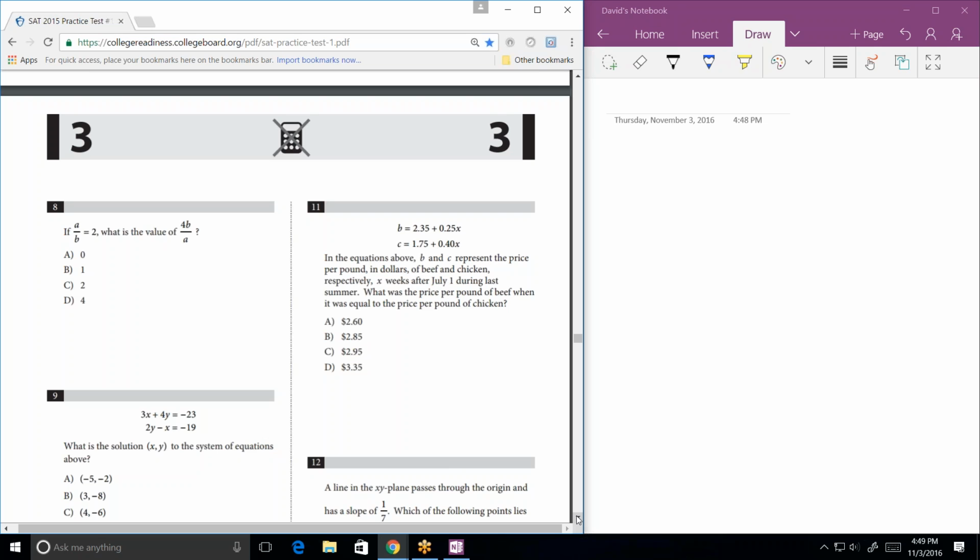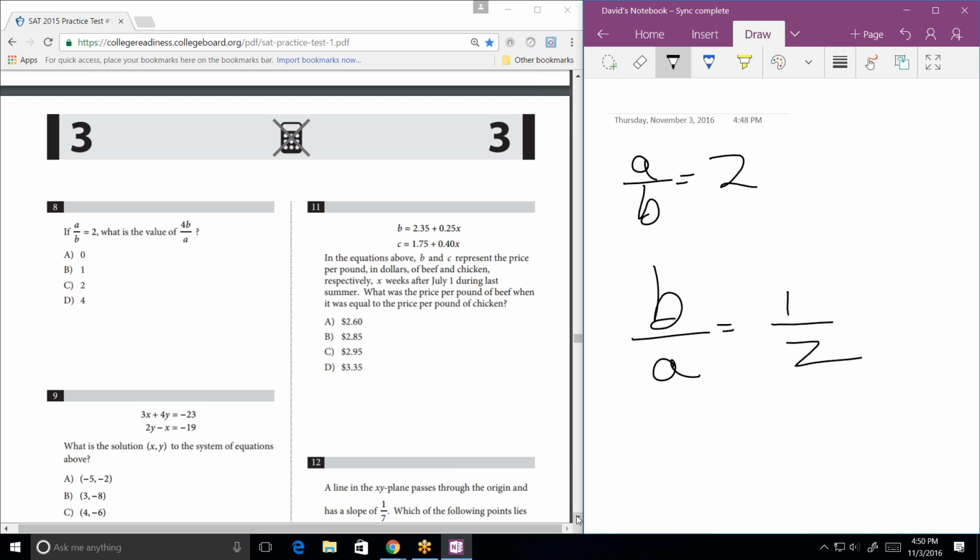I was doing it a different way in my head. Maybe it's worth pointing out. You did it about as efficiently as you can do it. But if A over B is 2, what's B over A? 1/2. Yeah, the reciprocal of 2. If B over A is 1/2, 4B over A, I'm going to multiply both sides by 4. Oh, I see. Equals 2. 4 over 2, 2. But the way you did it was just fine.